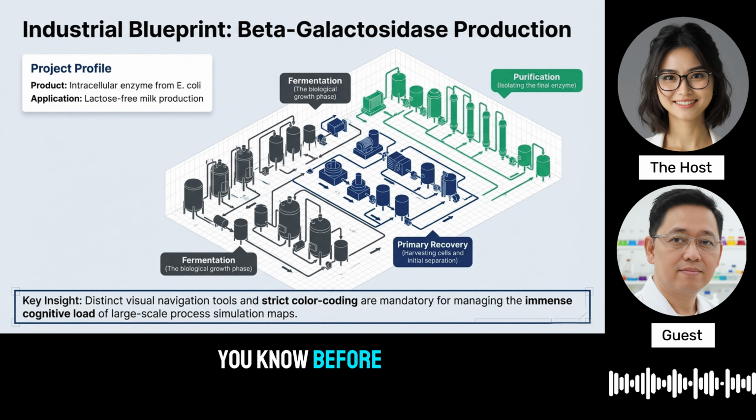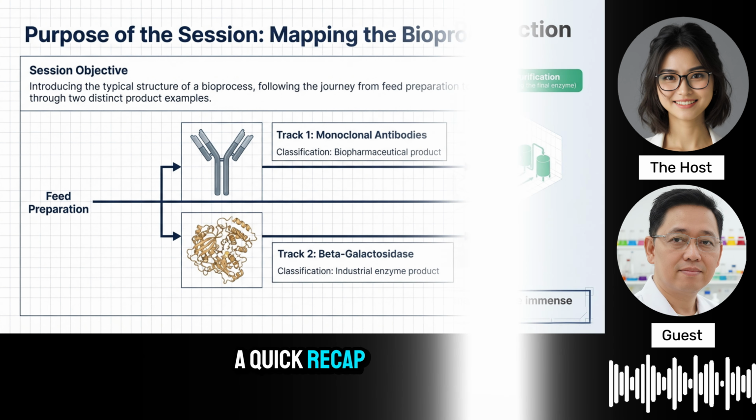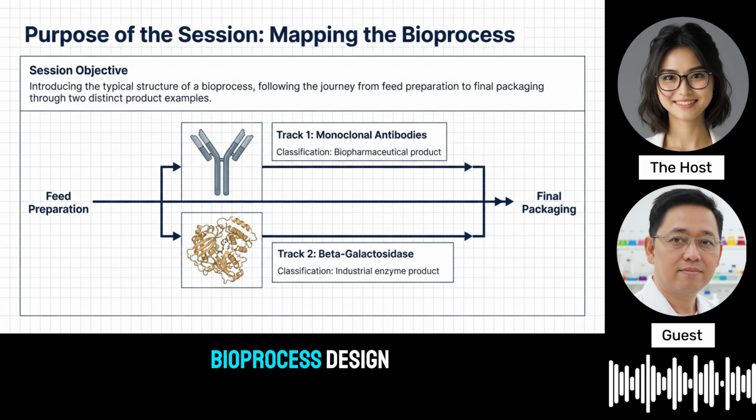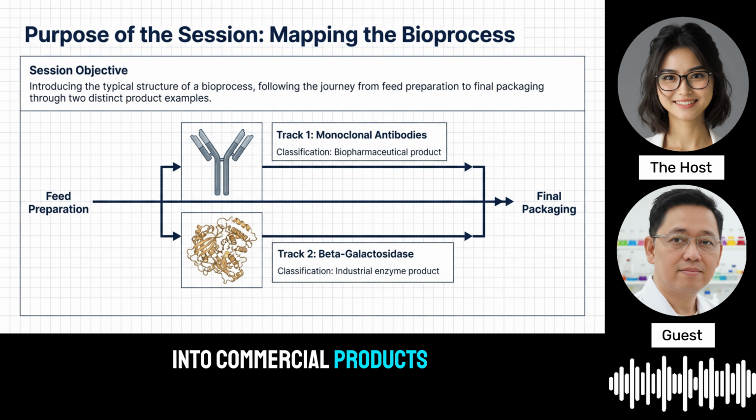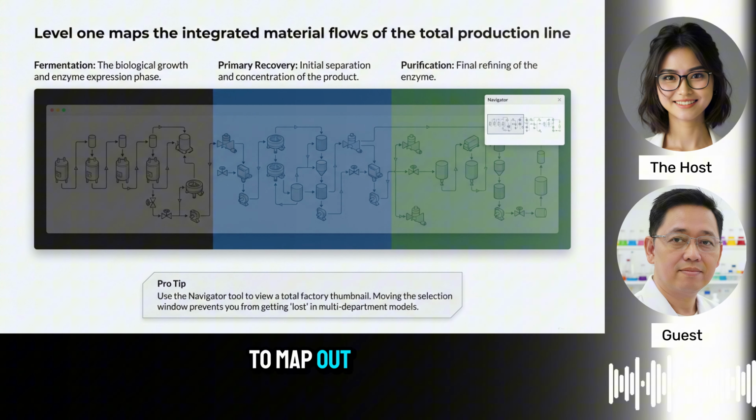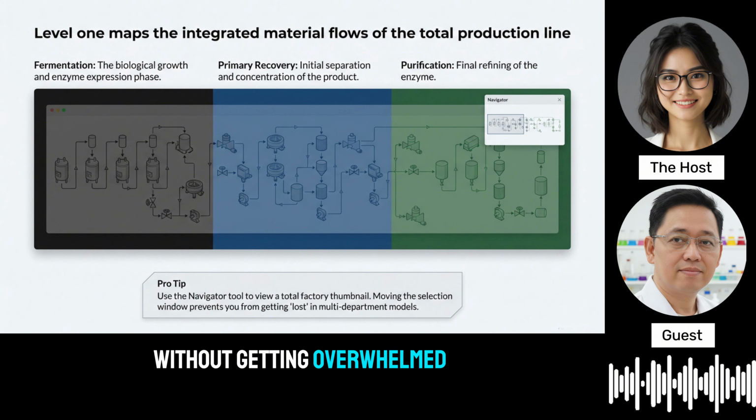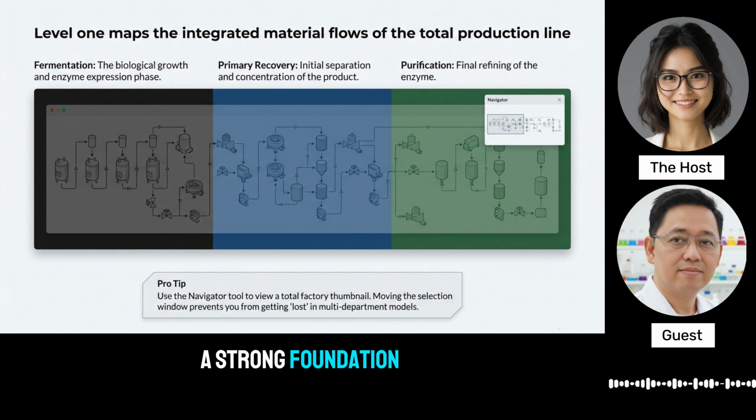Precisely. You know, before we move on, let us just do a quick recap. So far, we have learned that bioprocess design is how we safely scale up lab ideas into commercial products. And engineers build digital twins using a 3-level architecture to map out the physical layout without getting overwhelmed. Yes, starting with a strong foundation is key.